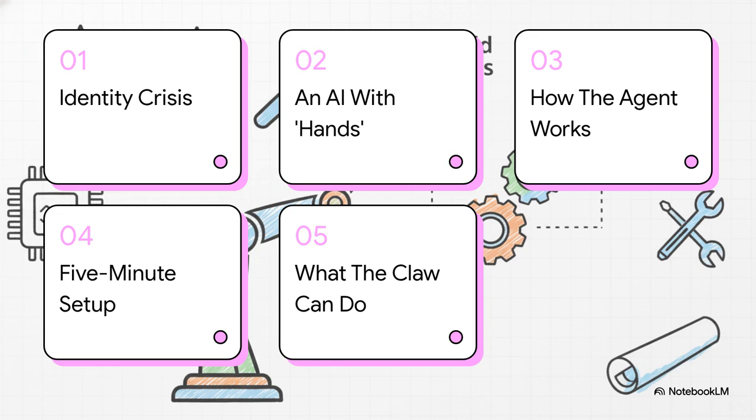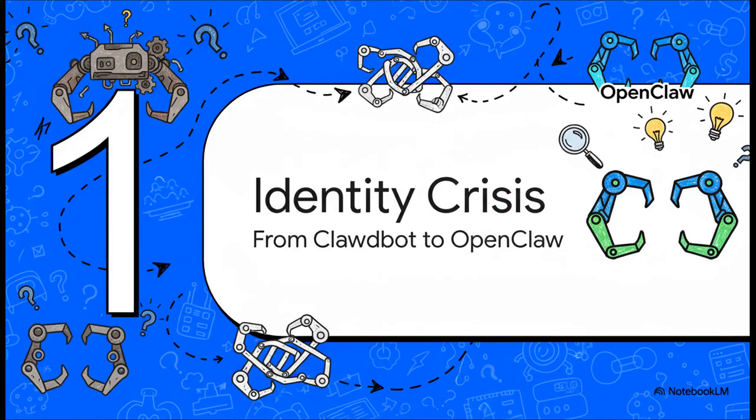So, for this explainer, we are laser-focused on the AI agent. We're going to cover the identity crisis, talk about what it means for an AI to have hands, look at how it works, walk through the setup, which is surprisingly fast, and then check out what this thing can actually do. Okay, first things first, let's tackle that identity crisis.